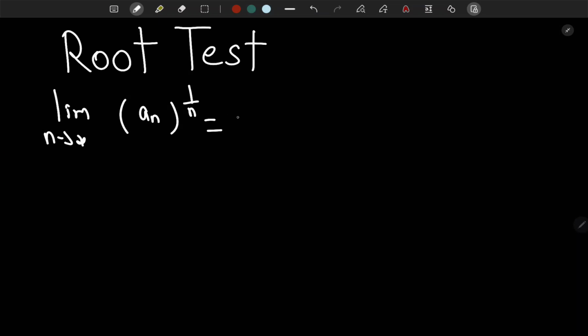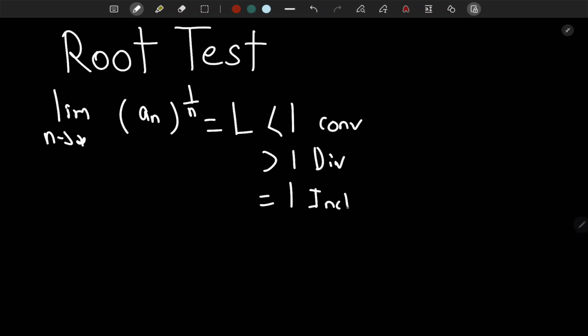Let's denote this answer by L, capital L. Now this is the same as the ratio test. If it's less than 1, it is converging. If it's more than 1, it is diverging. And if it is equal to 1, it means that it is inconclusive, meaning that we need to try some other test to find the answer. So the properties of the answers are the same as the ratio test.